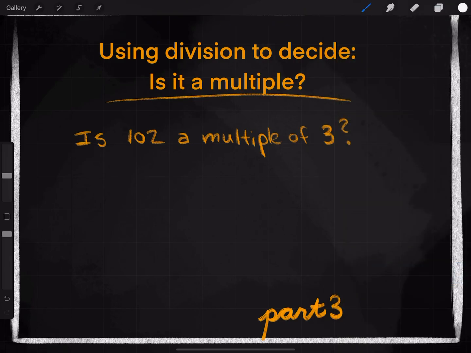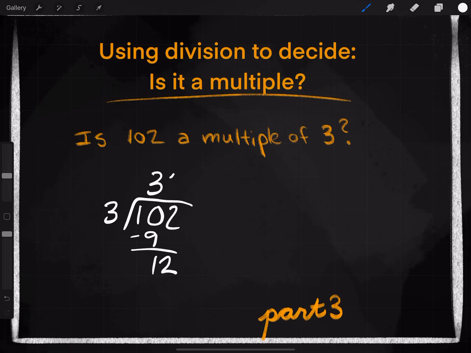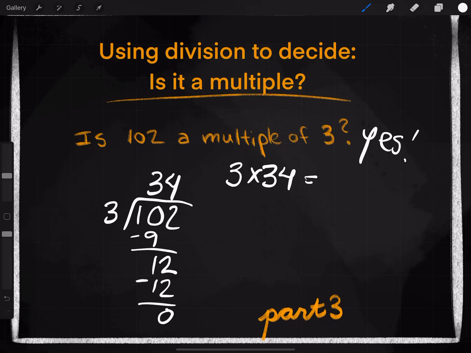And the last one here is, is 102 a multiple of 3? So go ahead and try. 3 times 3 is 9. 3 times 4 is 12. There is no remainder, so yes. 102 is a multiple of 3 because you can write 3 times 34 equals 102.